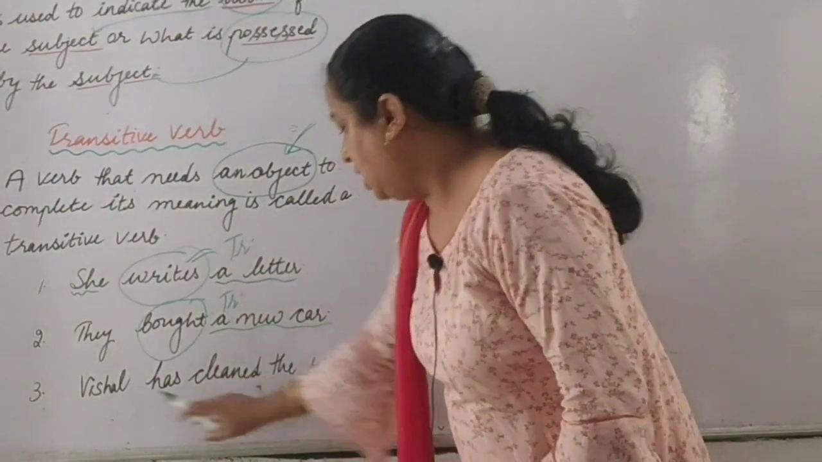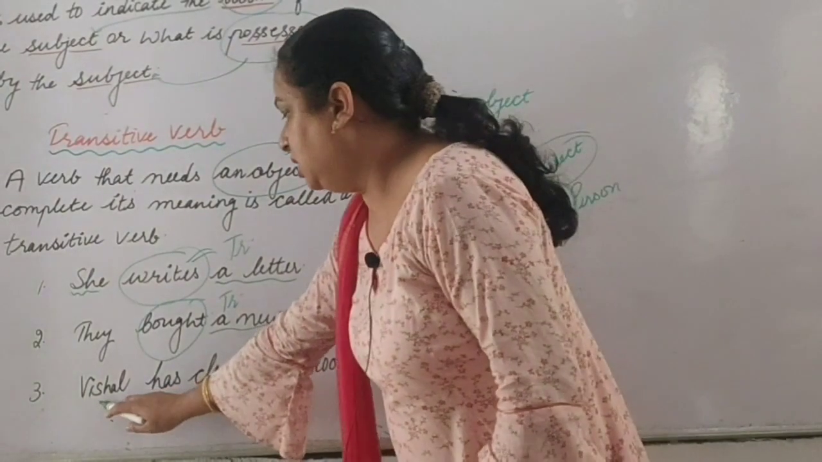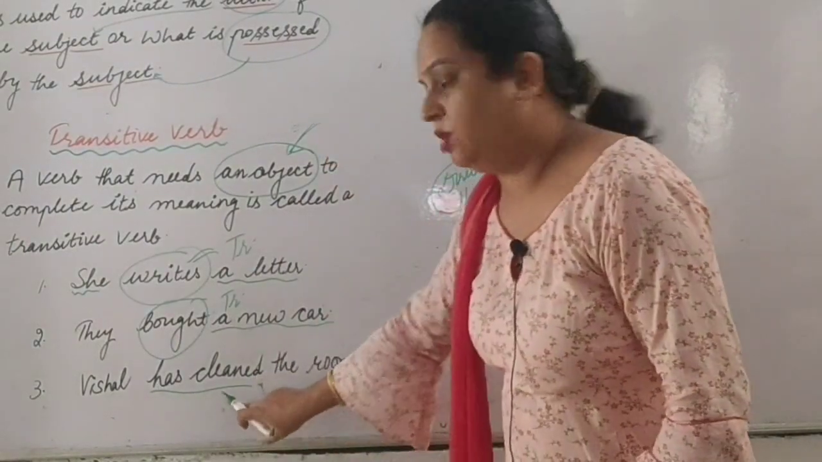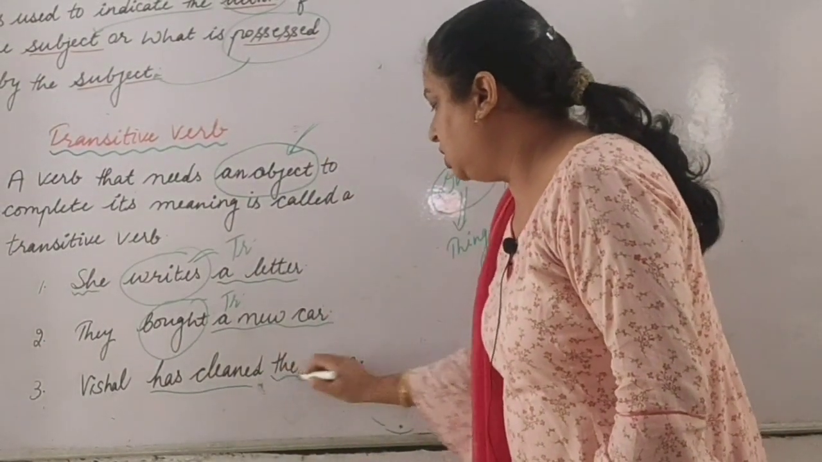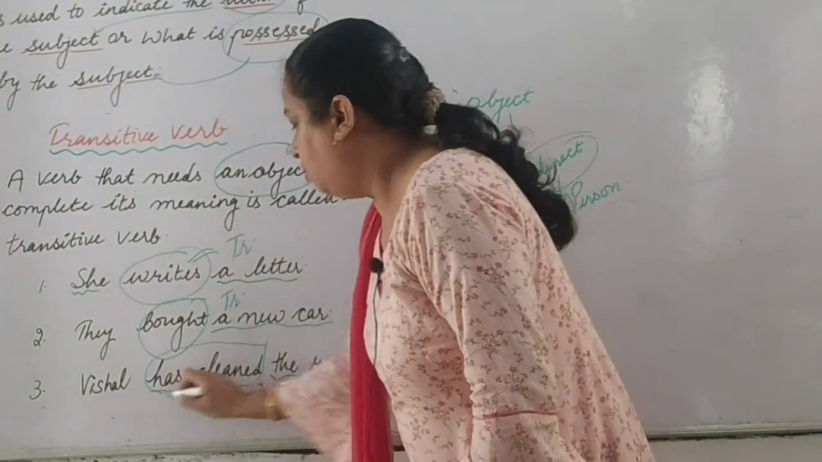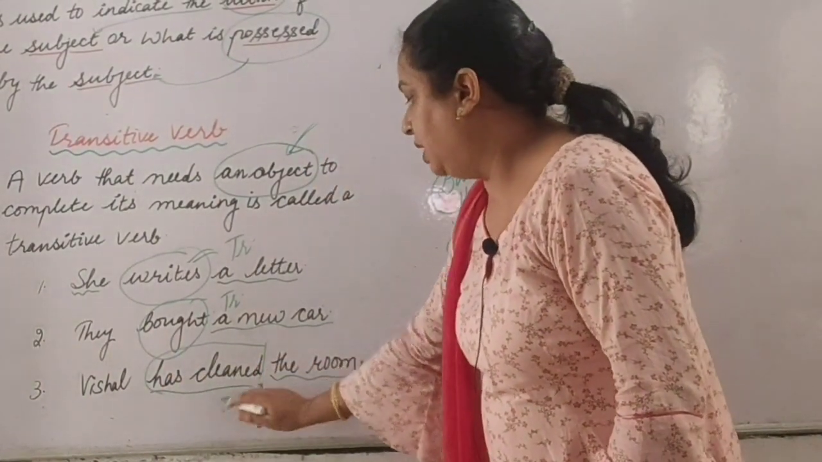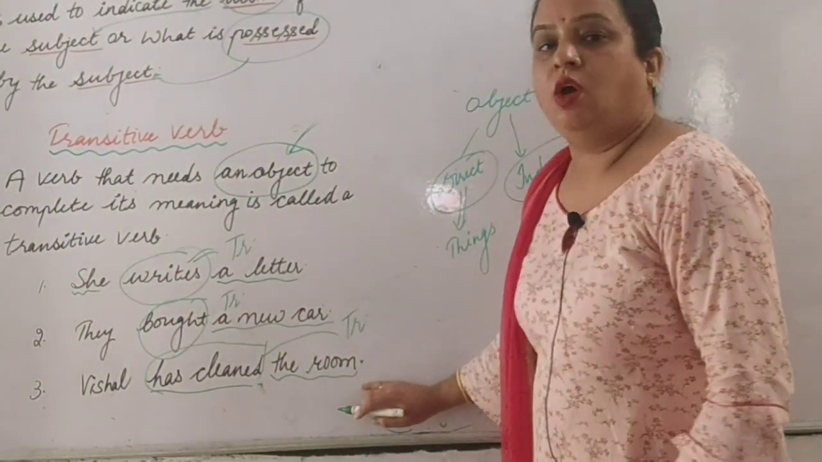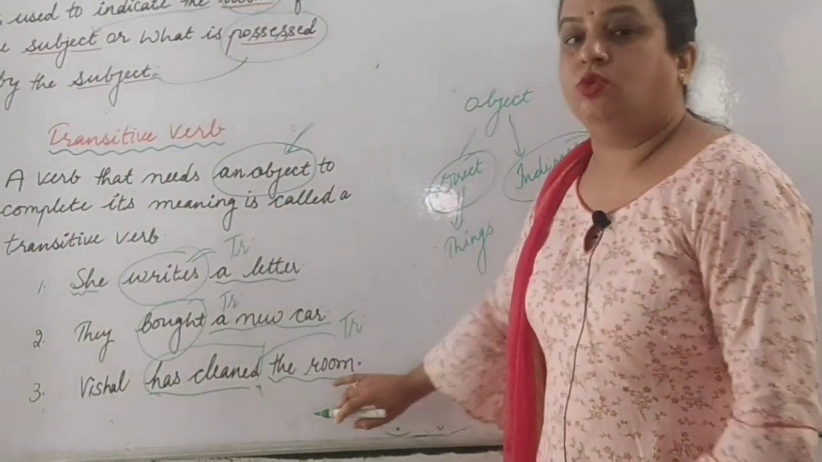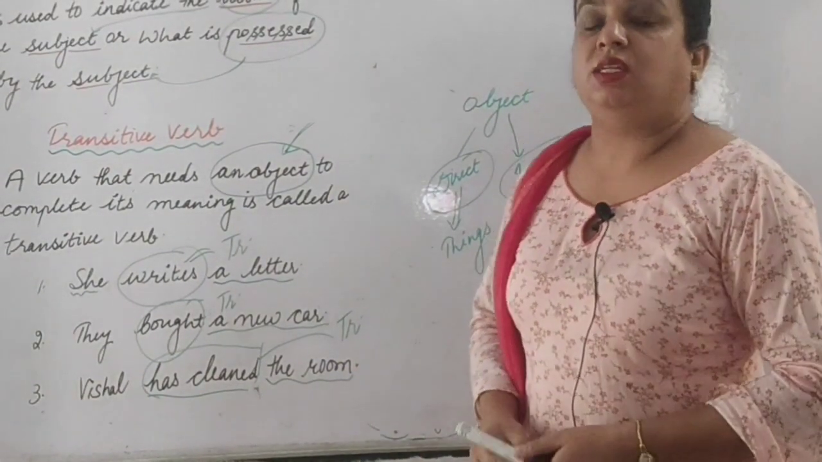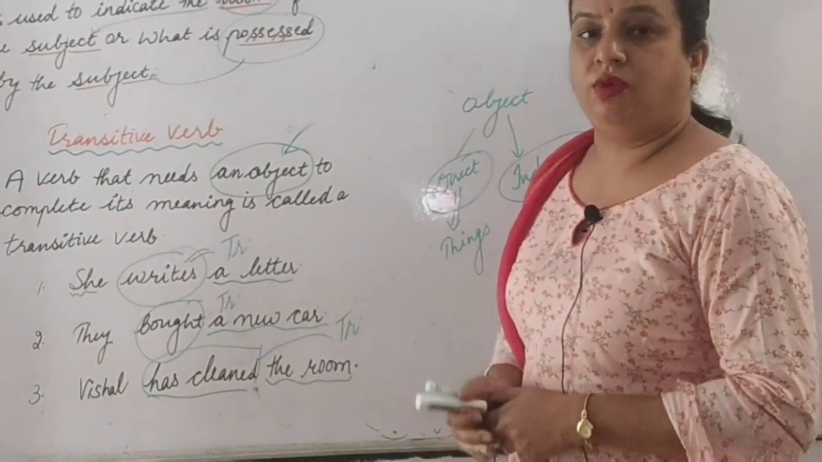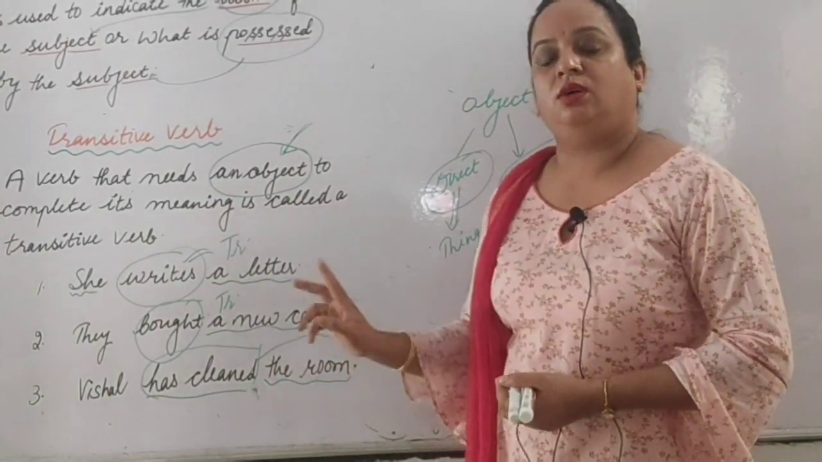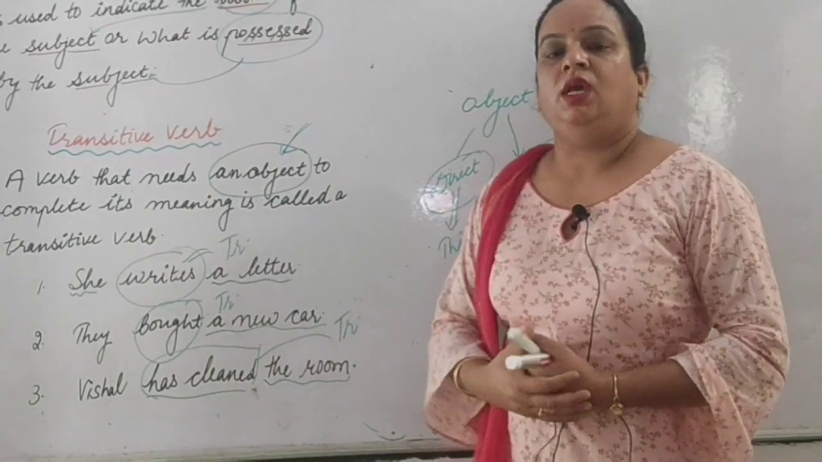Clear? Next is, Vishal has cleaned the room. Now Vishal is the subject, has cleaned is the verb, because one is a helping verb, one is a main verb. And what is the object here? The object is the room. So has cleaned is a verb here, and that's why it is a transitive verb, because after that there is an object. So this is how you have to identify transitive and intransitive verbs. Once again I am repeating, if the object is there just after the verb, the sentence will be transitive.